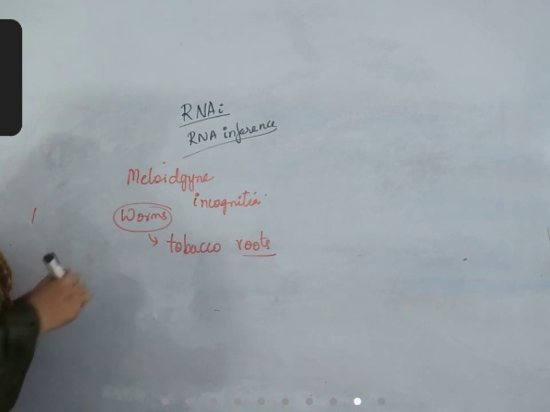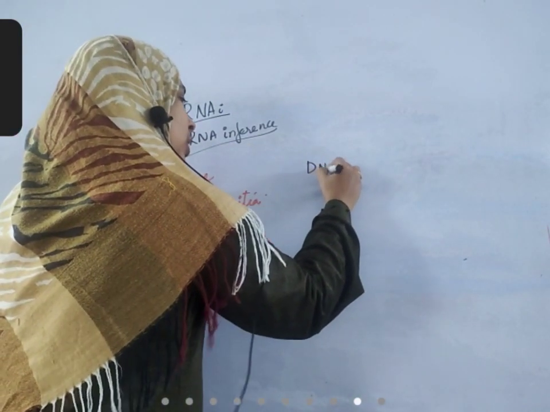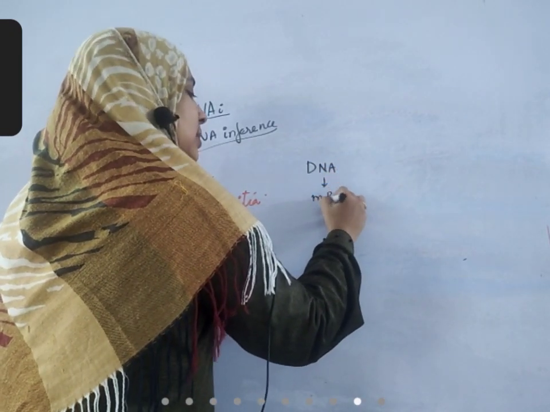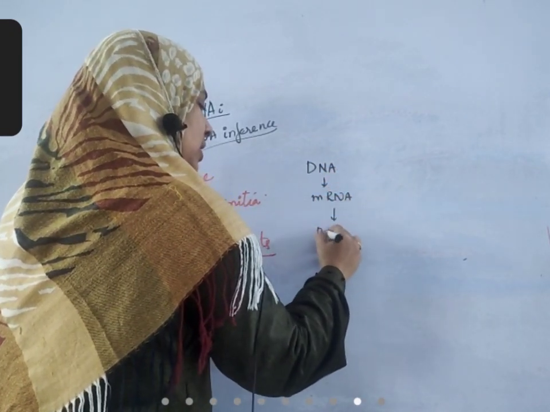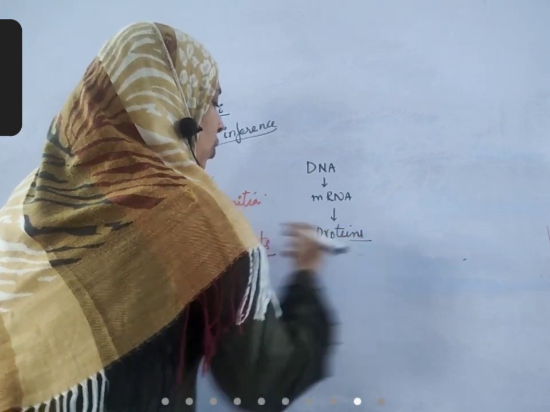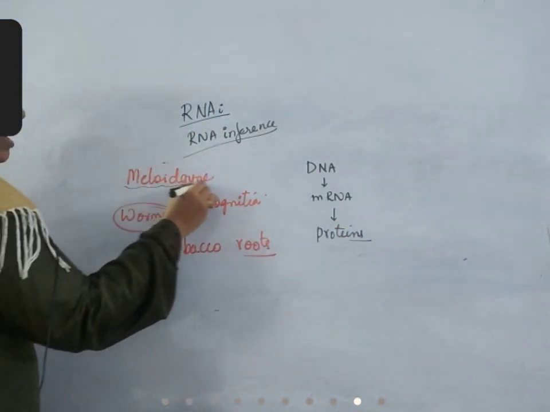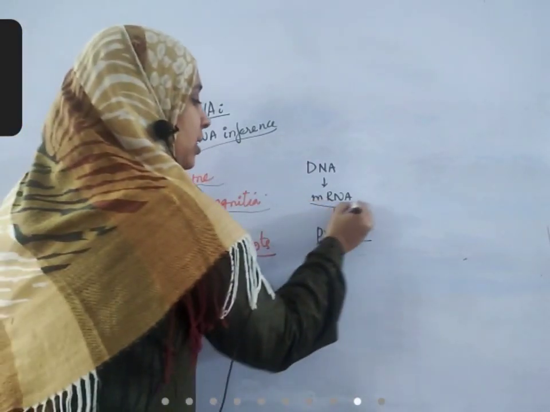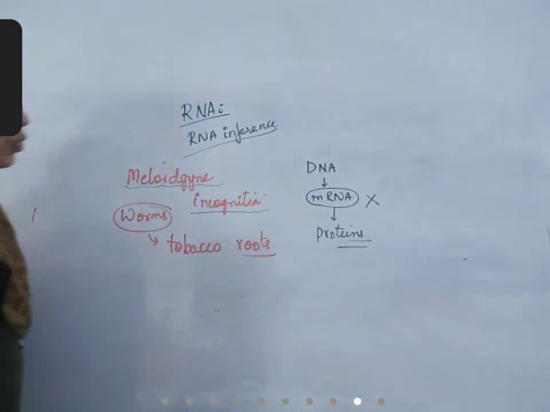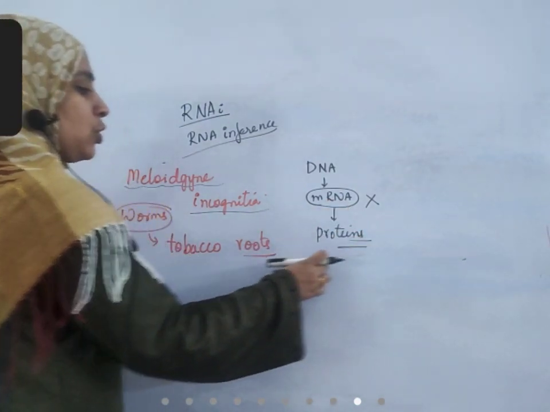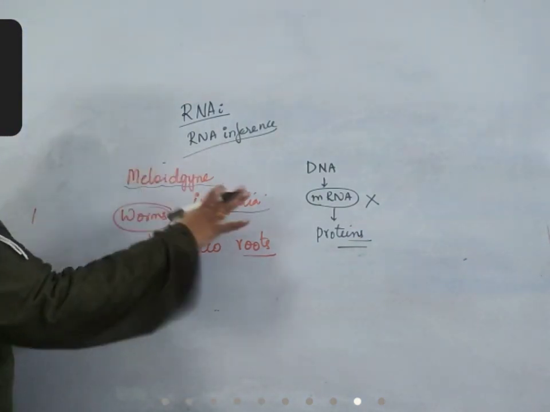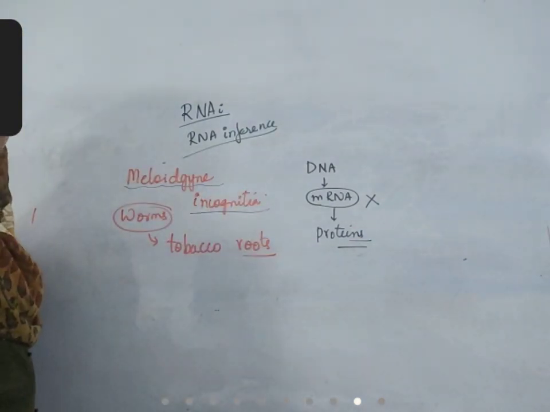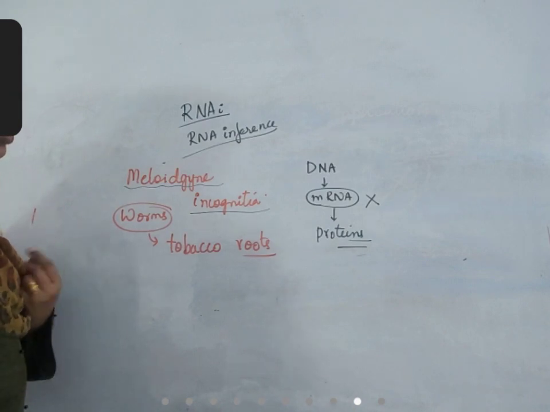What is this RNA interference? For any DNA molecule, mRNA is synthesized, and from that the required proteins are synthesized. So what is done is, in this Meloidogyne incognita nematode, the mRNA is not allowed to produce the proteins. Okay? When mRNA is not allowed to produce proteins, this organism will eventually die. No proteins in the body, it will not be able to survive.